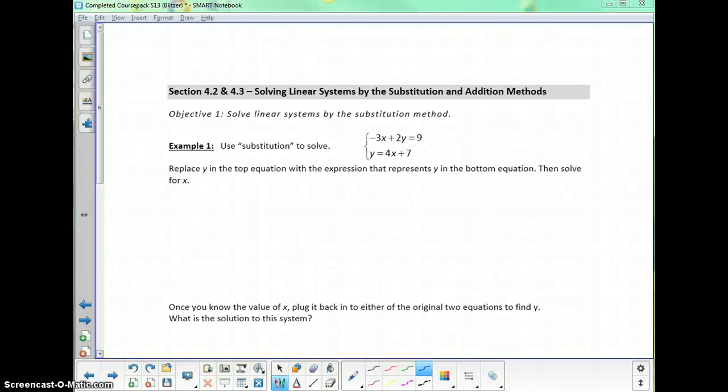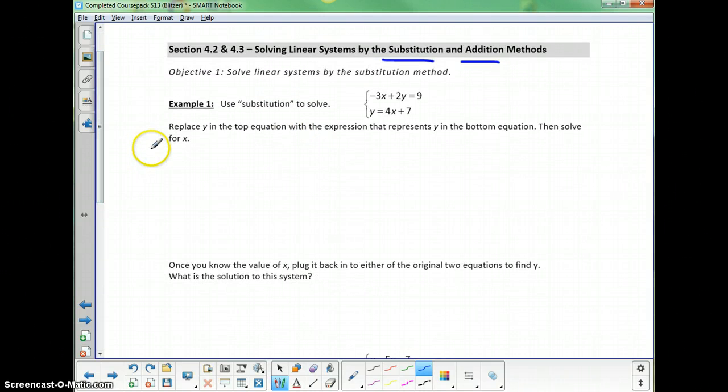In the course pack, we've combined sections 4.2 and 4.3 into one section, but these two sections deal with the substitution and addition methods for solving a system of linear equations. Section 4.2 is about substitution. We're going to talk about that method first.